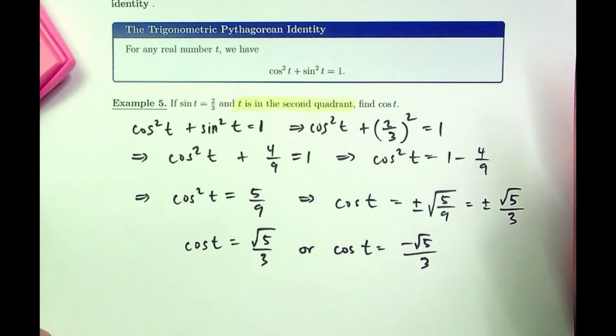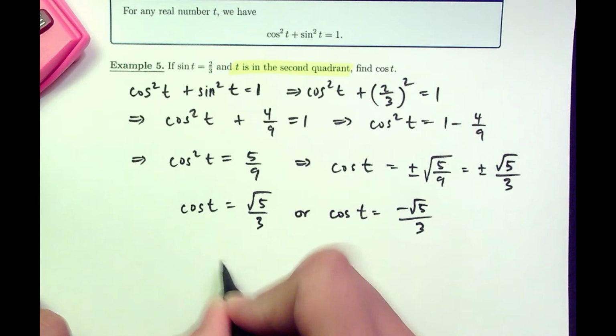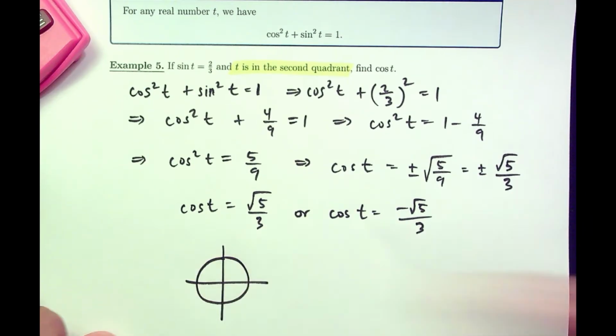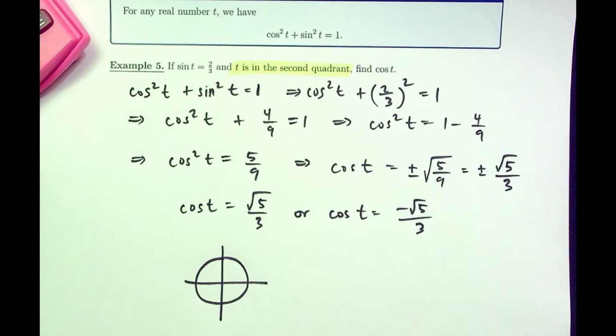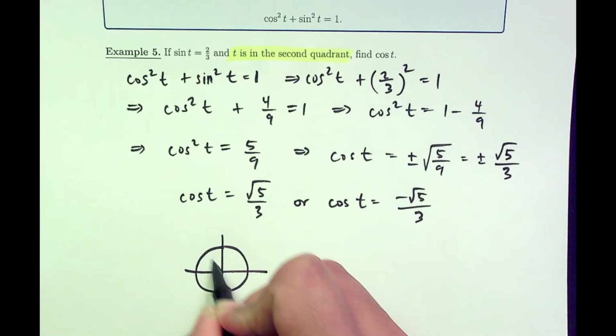All right, let's think. If you draw a picture real quick, they're telling us that t, the angle t, is in the second quadrant. So somewhere here.